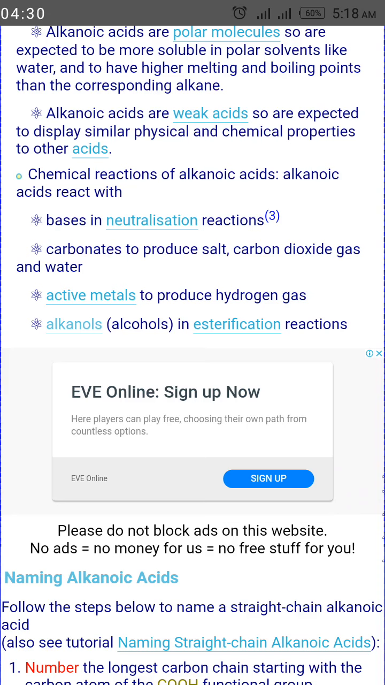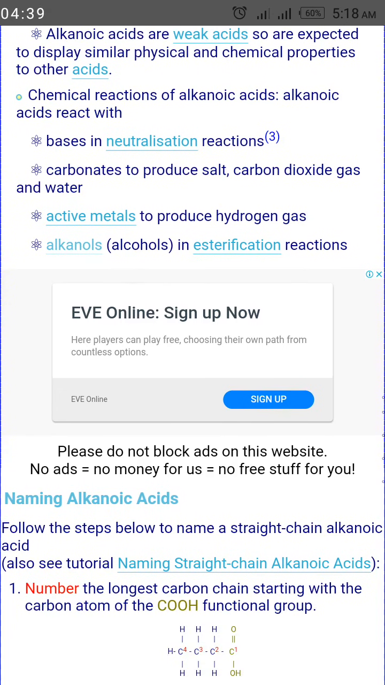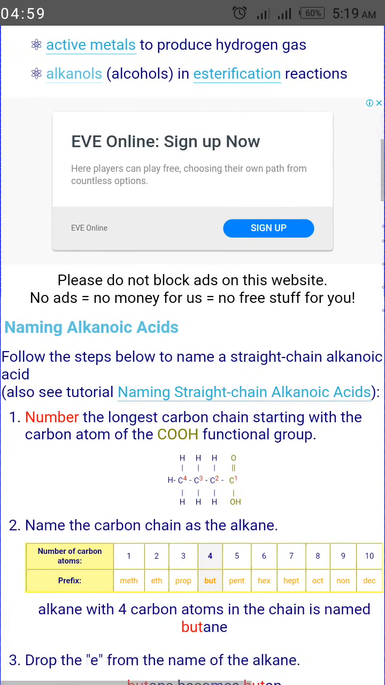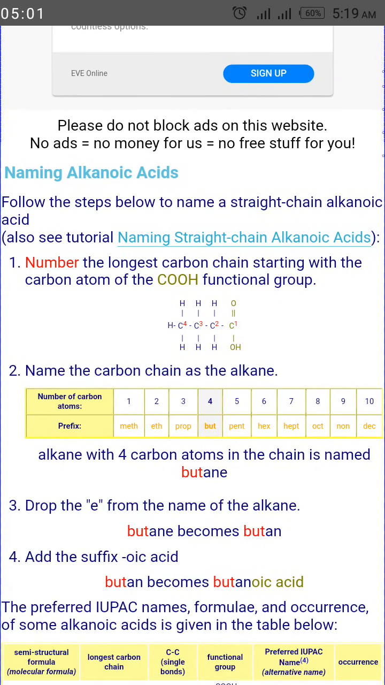It also reacts with carbonates to produce salt, carbon dioxide and water. And it reacts with active metals to produce hydrogen gas. It also reacts with alkanols, that is alcohols, to produce an organic salt. The process is called esterification. Esterification is the process by which alkanols and alkanoic acids react together to form an organic salt, which is called an ester.